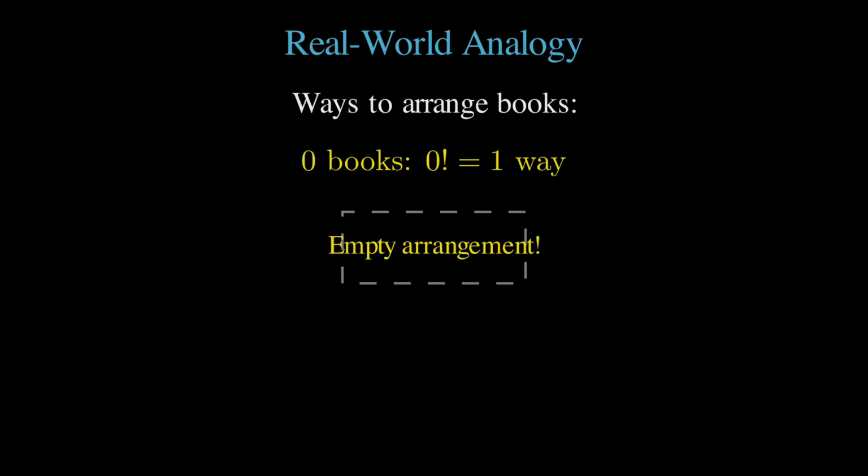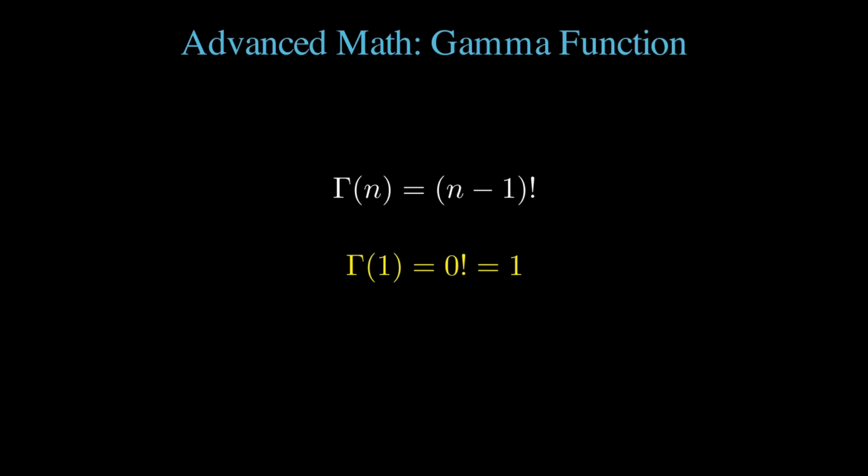Finally, this extends to advanced math like the gamma function, which generalizes factorials to real numbers. Gamma of 1 equals 0 factorial equals 1, confirming the pattern.